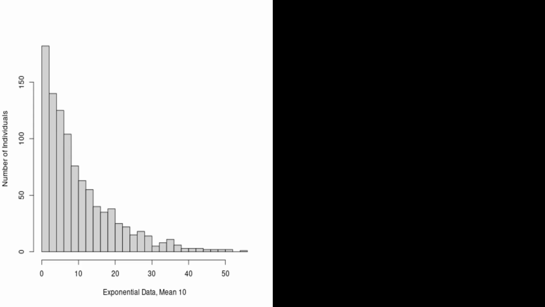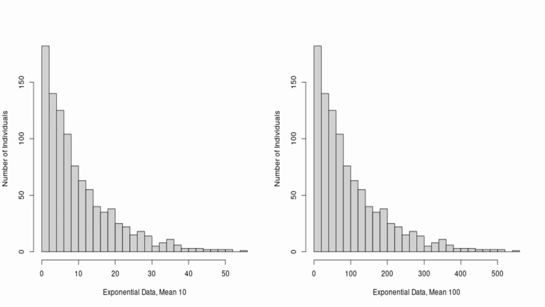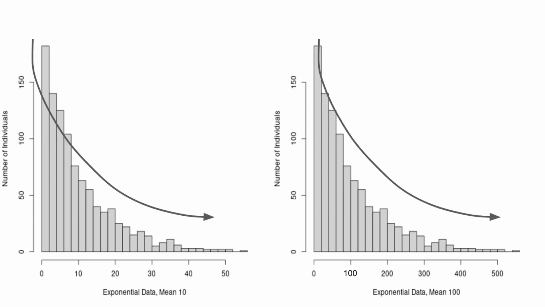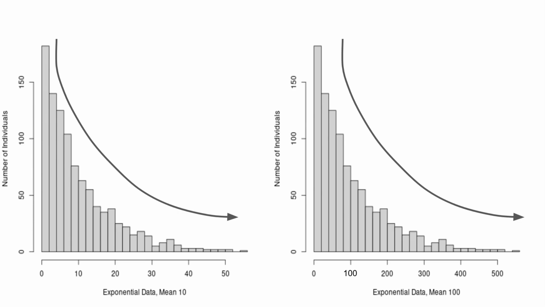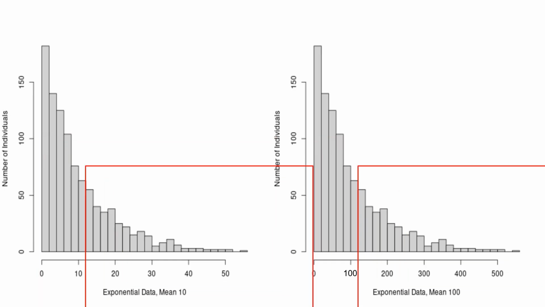Here's a histogram for an exponential random variable with mean 10. This histogram on the right is an exponential random variable with mean 100. Despite a tenfold increase in the average, the silhouette of each histogram is essentially the same, with most vertical bars on the left close to zero and trailing off as you get further to the right.